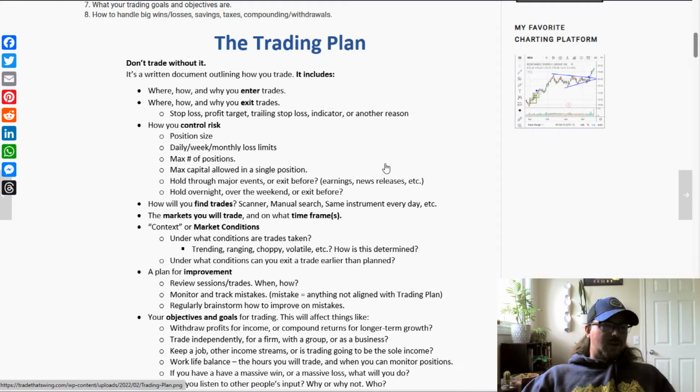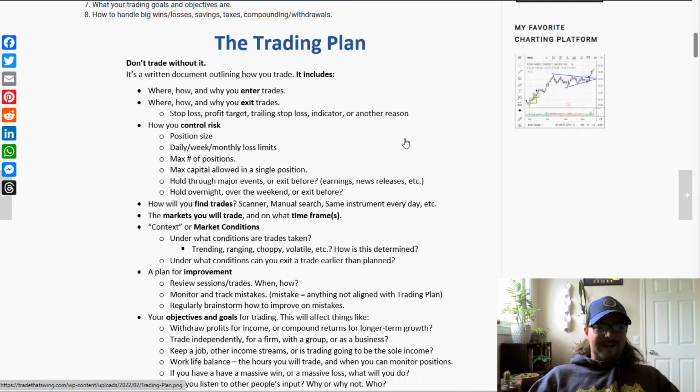Then we also want to include how we're going to control risk. So this includes our position sizing. And in this article below, I have links to figure out your position sizing, different methods. But we want to decide basically how much capital are we going to put into these trades based on our stop loss, how much of our account are we going to risk on these trades.